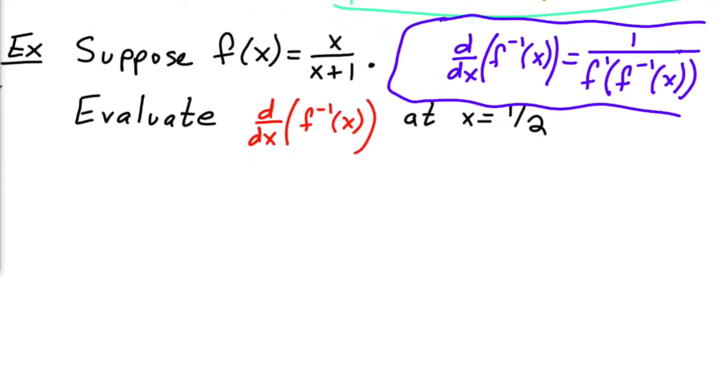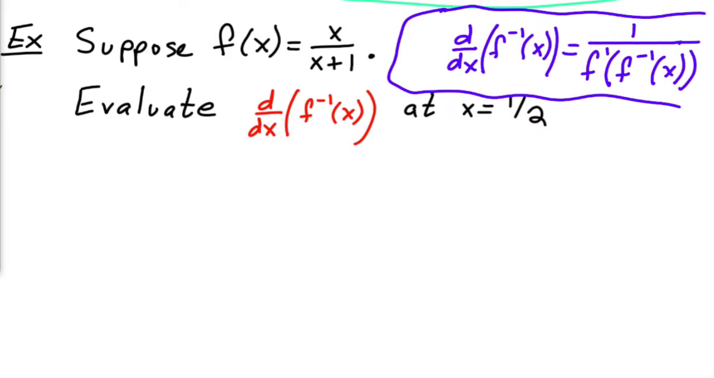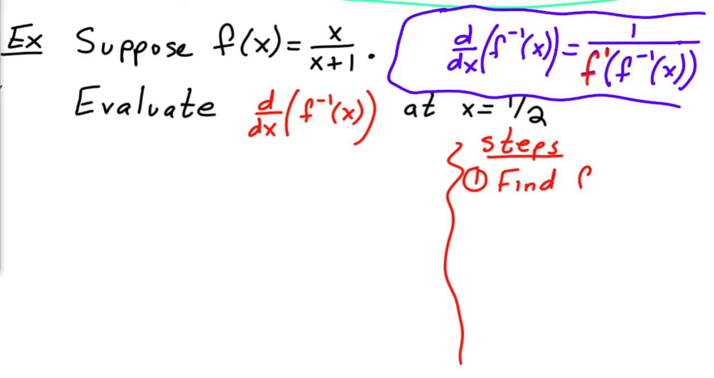Okay, so here's our formula. So we need to find a couple of things. Let's put down the steps. So the first thing we realize is we're going to need f prime of x. So let's do that. Let's find the derivative of f. Now, I'll let you know that for functions like this that actually have an inverse, you can find the inverse function easily as well.